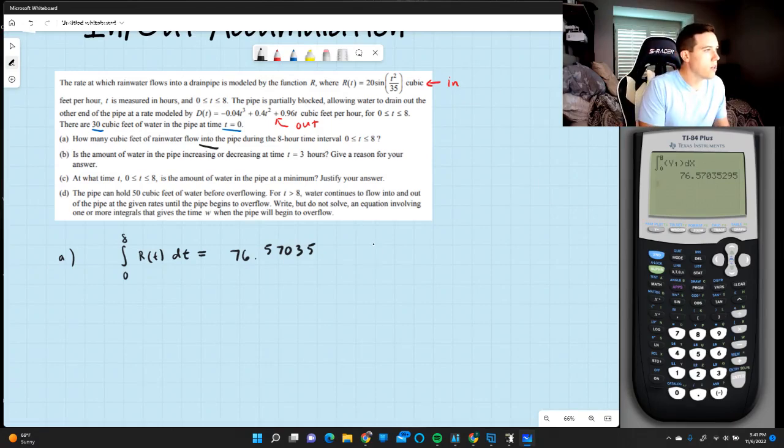Does this want units? How many cubic feet? This is cubic feet. Because we've accumulated the rate, and that's our total that came in. That's not the amount that was in there. That's the amount that flowed in.